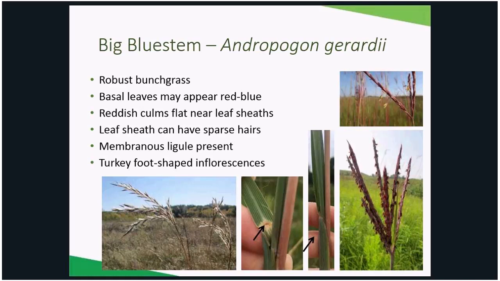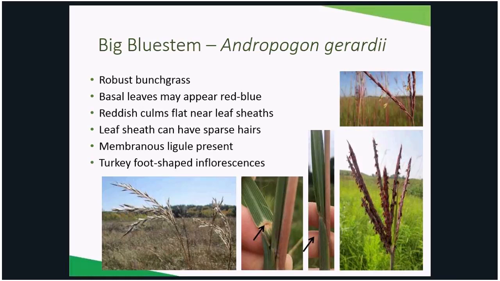But how I identify this grass is when it has its raceme inflorescence. It looks like a turkey foot. And so some people do call this grass turkey foot. You can see that shape right here, very characteristic. It doesn't always just have 3 different branches or fingers in its raceme, as you can see in the picture on the right over here.